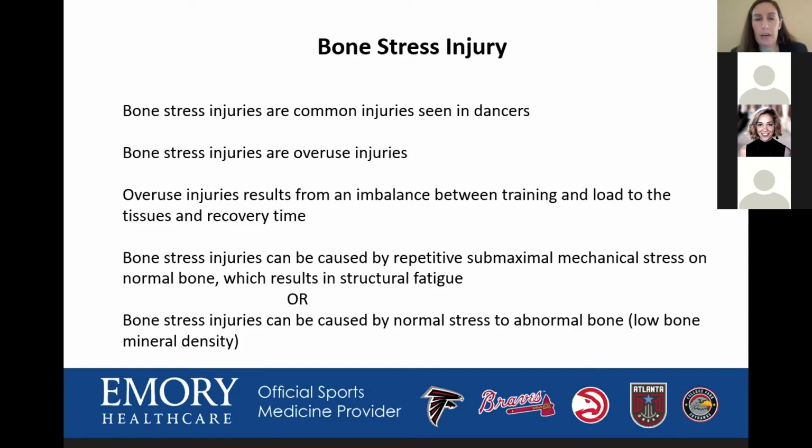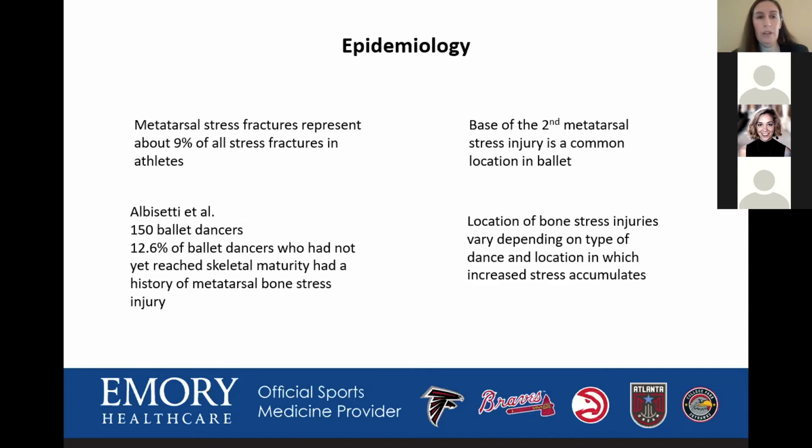Bone stress injuries are common injuries that we see in dancers, and we recognize that they are overuse injuries. Overuse injuries happen because there's an imbalance between training and load to the tissues and recovery time. We know that specifically bone stress injuries are caused by one of two ways. There's either a repetitive submaximal mechanical stress on normal bone, and that results in a structural fatigue, or it can be caused by normal stress to abnormal bone. So if there's bone that has low bone mineral density, you can get a stress injury with normal types of loading that overloads an abnormal bone.